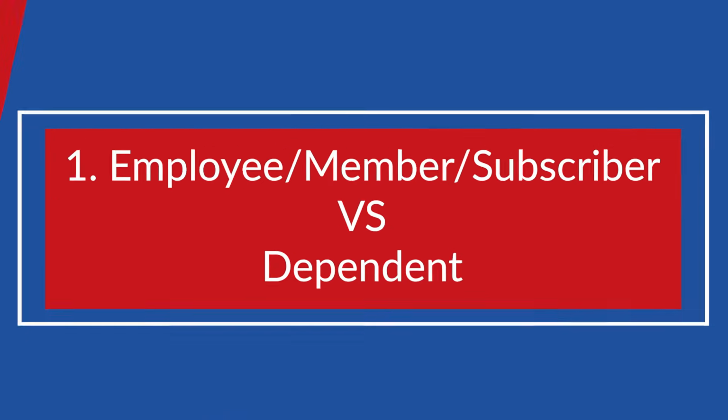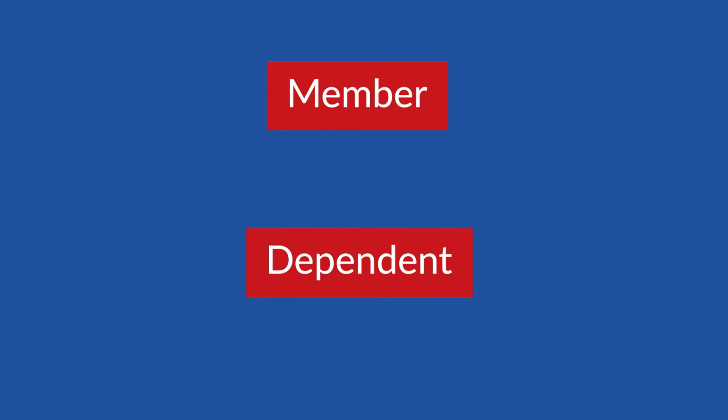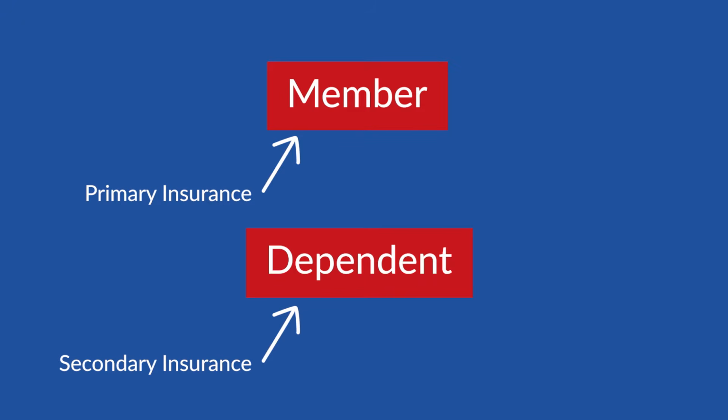Number 1, employee or member subscriber versus dependent. This rule applies when a patient is subscribed to more than one insurance plan, one as the member and the other as a dependent. In this case, the plan in which they are subscribed to as a member would be their primary insurance. The plan in which they are dependent would be a secondary insurance. An example of this might be the case for a 20-something who just got their first full-time job with insurance benefits, but they're still officially a dependent on their parent's insurance plan.